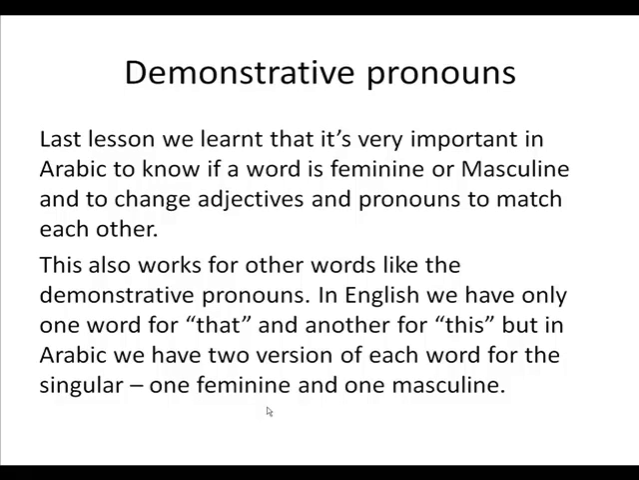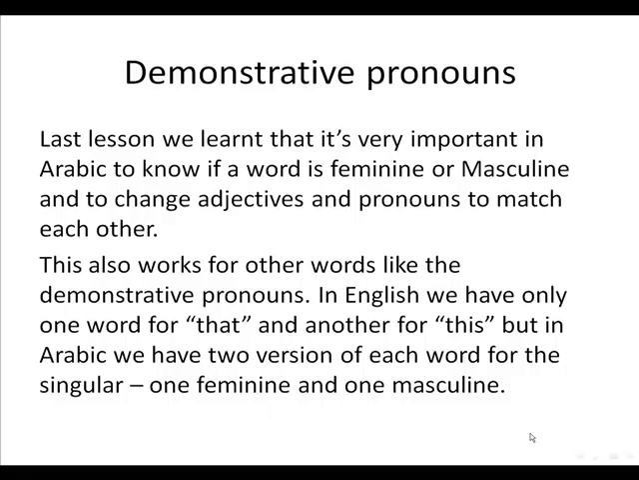Now, this feminine-masculine business doesn't only count for nouns and adjectives. It works for almost all other words as well. And it definitely works for the demonstrative pronouns. Now, in English, there are two demonstrative pronouns that are used most of the time. This, for things that are close to you, this book, this computer, this course, and that for things that are a bit further away. That car over there, that dog over there, and so on.